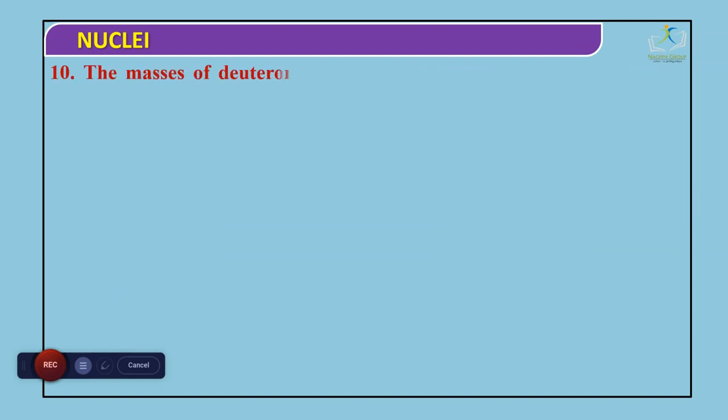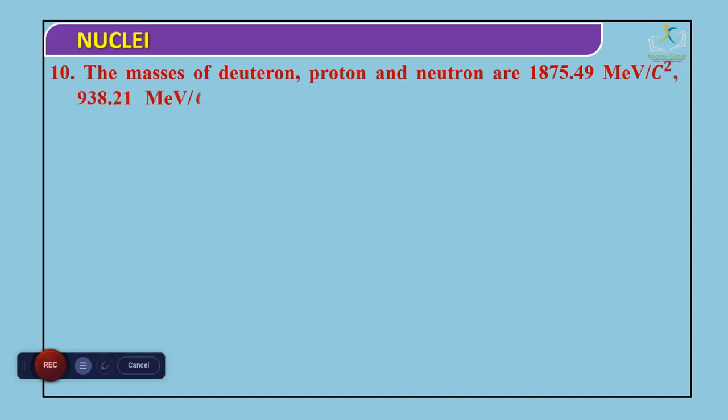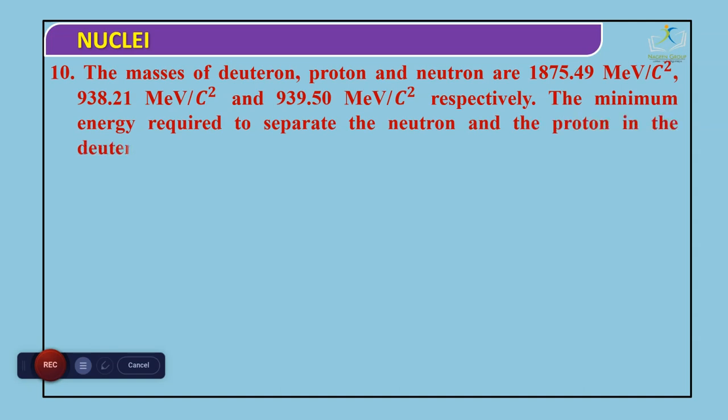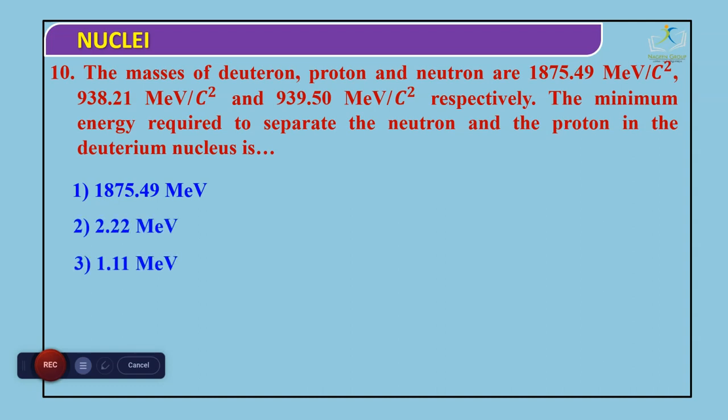Next question, we have the masses of a neutron, proton and deuteron are 1875 megaelectron volt per c square, 938.21 megaelectron volt per c square, and 939.50 megaelectron volt per c square respectively. The minimum energy required to separate the neutron and proton in the deuterium nucleus is 1875.49 megaelectron volt, 2.22 megaelectron volt, 1.11 megaelectron volt, and 12.22 megaelectron volt.